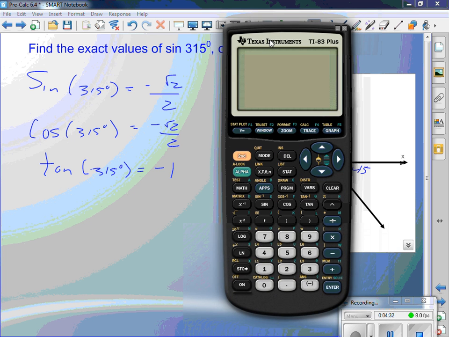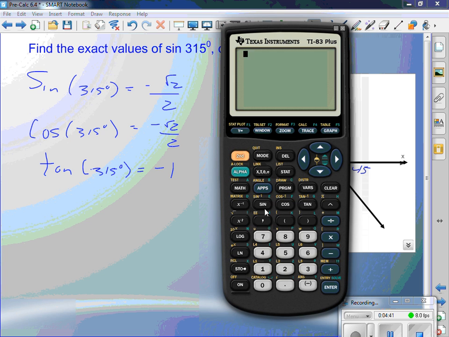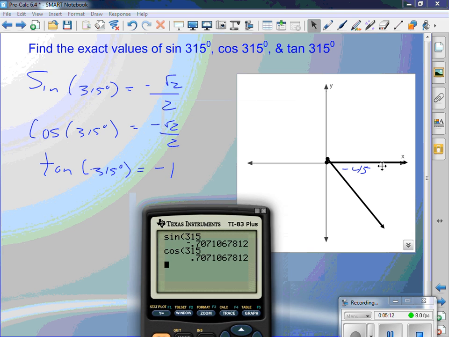Just to show you in the calculator. First thing I'm going to make sure this is in degree. Sine of 315. I get negative 0.707, which if you look on the sideboard, 0.707 is square root of 2 over 2. Do the cosine of 315. Why is that a negative? There's something about why is it negative? Because the sign in this one is negative. This one's actually positive.